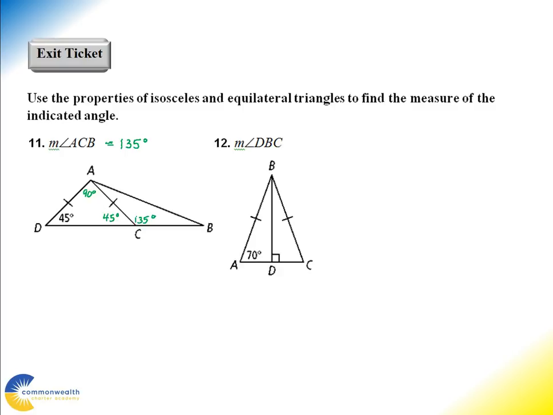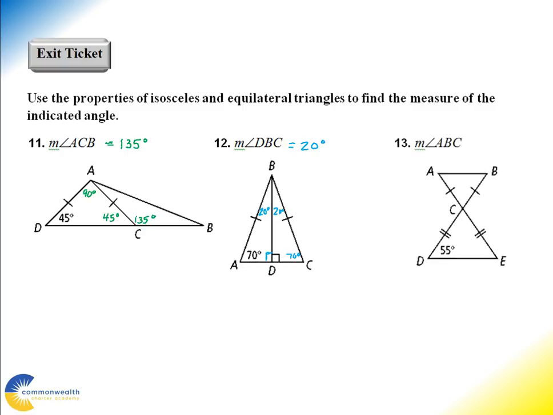And I know that angle ADB is going to be 90 degrees as well, which by the third angle theorem, or by the triangle angle sum theorem, I can figure out that the two angles that I have pictured there are each 20 degrees, and angle DBC is one of them, so it's going to be 20 degrees.